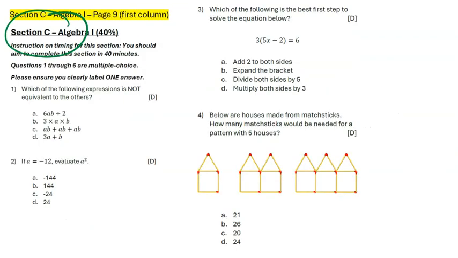Okay, so we're now into the big section, Algebra 1, 40% of your exam. So because it's 40%, you should be aiming to spend 40 minutes on it. The first 6 questions are multi-choice. And question number 1 is where we're going to start here.